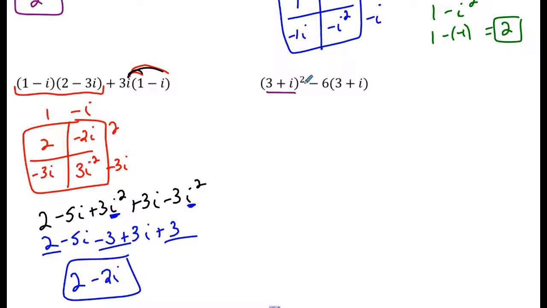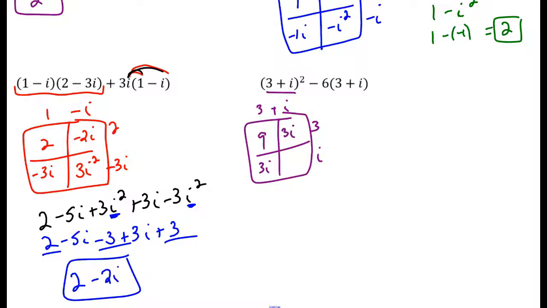How do I square 3 plus i? Well, you square it like we square anything else. You make a table, or use that little pattern of square the first, 2 times their product, square the last. So I get 9, 3i, 3i, i squared. So I get 9 plus 6i. But wait a minute, i squared is negative 1.